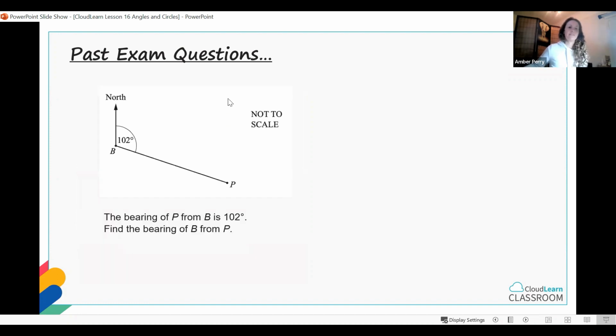When you see "not to scale", then guessing is not going to help, and measuring is definitely not going to help. Guessing might still help a bit, but measuring is a big no-no. Not to scale is saying, basically, put your protractor away. You've got to do some maths here. You're not doing your measuring. So that's a really important thing to look out for.